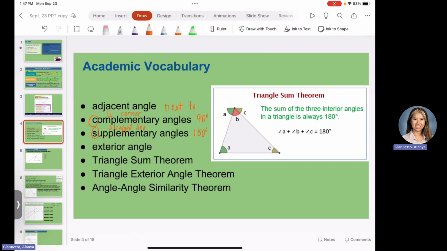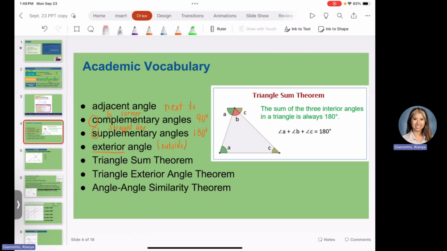Exterior angle. So exterior means outside. So it's the outside angle. The triangle sum theorem we just reviewed, that means that the three inside angles, the interior angles of a triangle, add up to be 180. And this is our new one. The triangle exterior angle theorem is also one that we've gone over. So that's that angle 4 is equal to angle 1 plus angle 2.